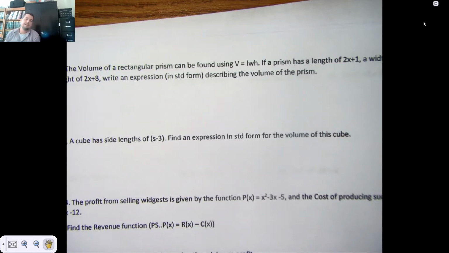Number 32: The volume of a rectangular prism can be found using volume as length times width times height. If a prism has a length of 2x plus 1, a width of 3x minus 4, a height of 2x plus 8, write an expression in standard form.